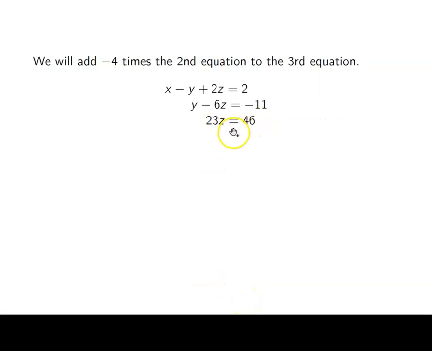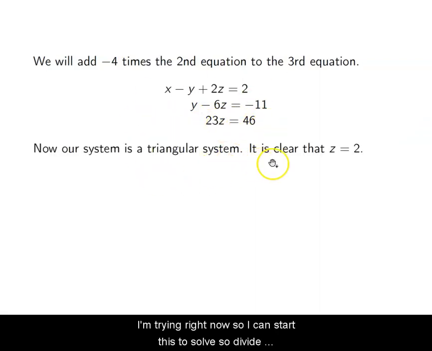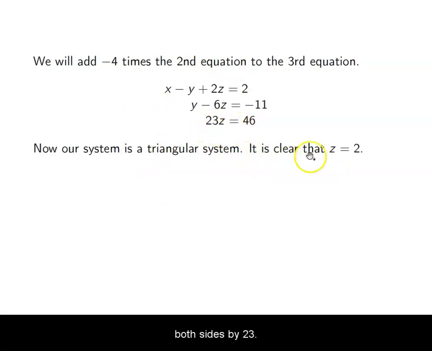Okay. Now I am triangular. There's only one x here for this y. There's no y's below it. And my last equation is just z equals a number. So I'm going to take this and solve for z. I'm triangular now, so I can start to solve. So divide both sides by -23. It's very clear that z is 2.